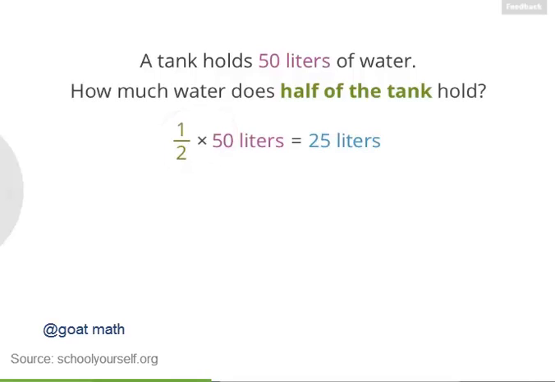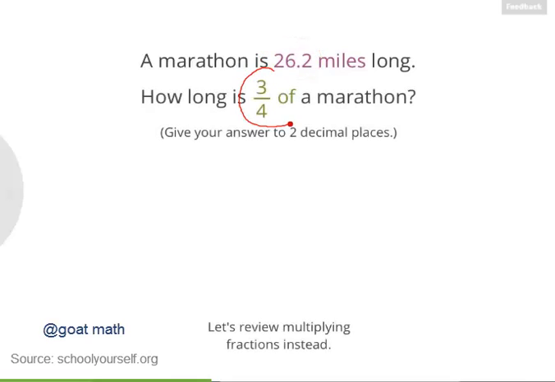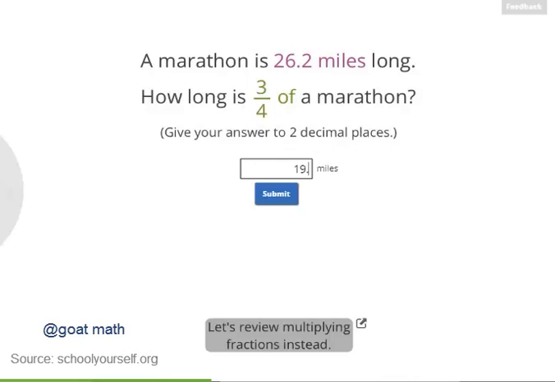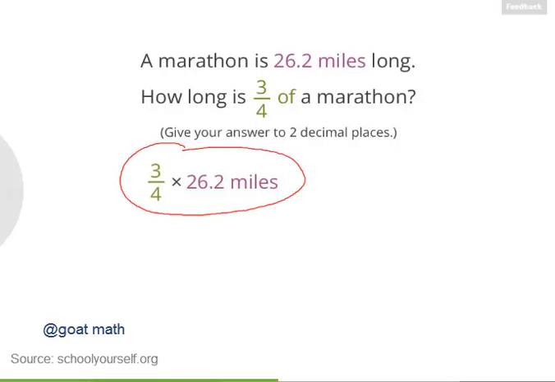Let's try another example. Now every marathon is approximately 26.2 miles long. So then how long is 3/4 of a marathon? Again, notice the word of here. And be sure to give your answer to 2 decimal places. Great, so a marathon is 26.2 miles and we want 3/4 of it. So that's 3/4 times 26.2 miles, or 19.65 miles. Even 3/4 of a marathon is a pretty long distance.